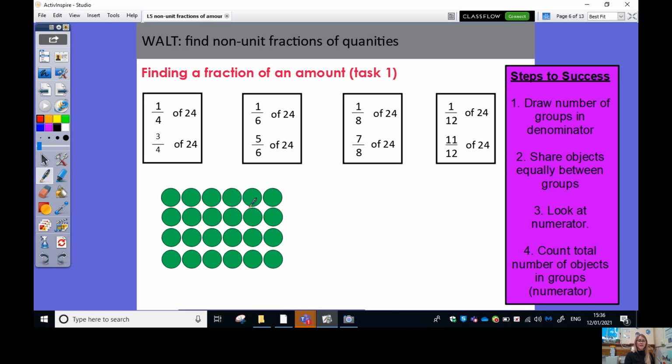Now, if you need to use some objects in the house to help you, or you want to draw down your counters and share them out, or draw your groups, that is absolutely fine. Please do that on your paper to help you, or use something that you can move around. So go away, use the steps of success to help you if you've forgotten, and then you can come back and we'll go through the answers together. Off you go.